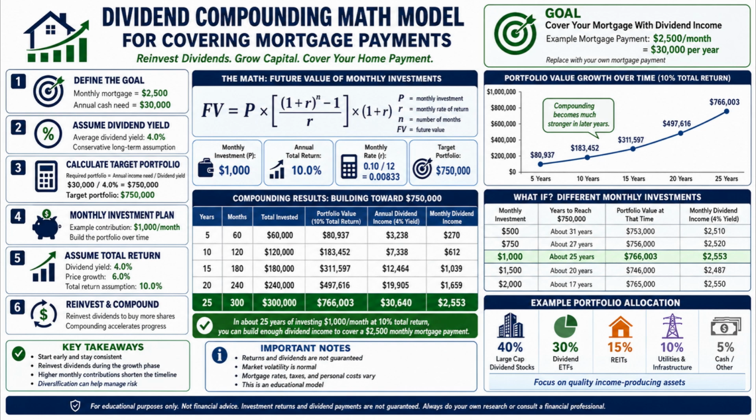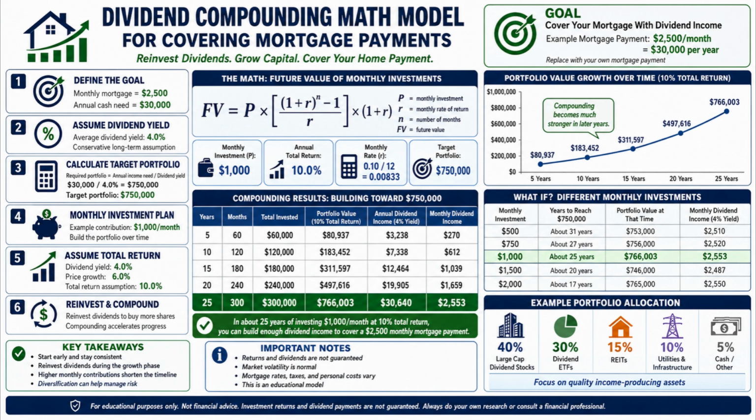In this video, we will discuss the dividend compounding math model for covering mortgage payments. To begin, the main goal is to use dividend income to cover a monthly mortgage payment. In this example, the mortgage payment is $2,500 per month. When we multiply that by 12 months, the annual cash need becomes $30,000 per year. This means the investment portfolio must be designed to generate about $30,000 in yearly dividend income.